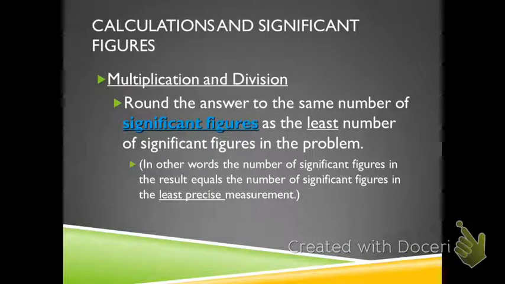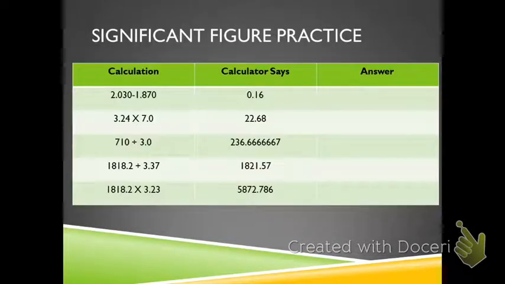Multiplication and division is a little different. You will round to the least number of significant figures instead of the least number of decimal places. So in number 1, the calculation in the leftmost box says 2.030 minus 1.870. If I plug it into my calculator, it says 0.16. I have to determine if that answer is correct that way or if I need to change it to abide by the rules of significant figures.